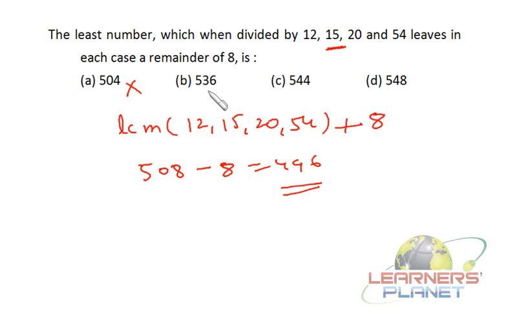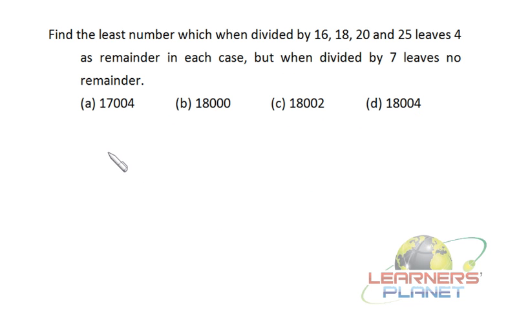Now suppose I deduct 8 from 536. Even it won't be divisible by 5. So even it is not the correct choice. I deduct 8 from 544. So I'll be getting 536, which is also not divisible by 5. Now let's go by 548. So I'll be getting 540. Since I don't have other options, 548 will be definitely a correct choice. Okay friends.